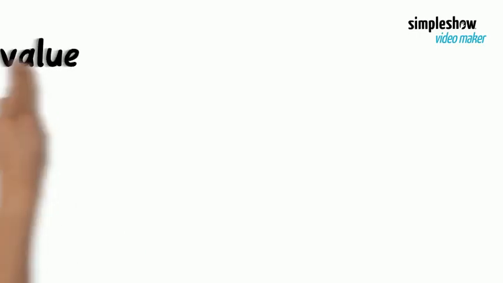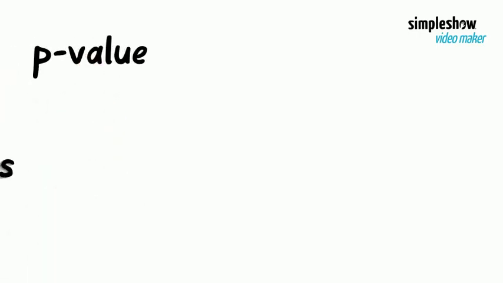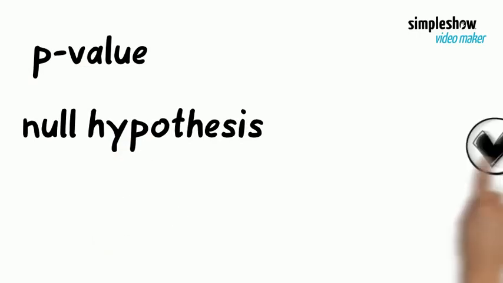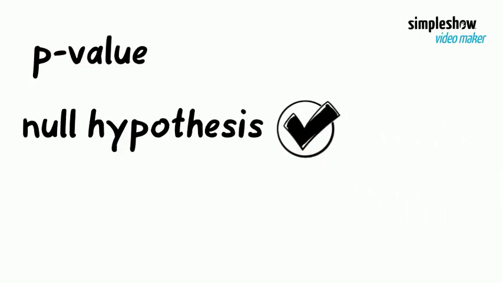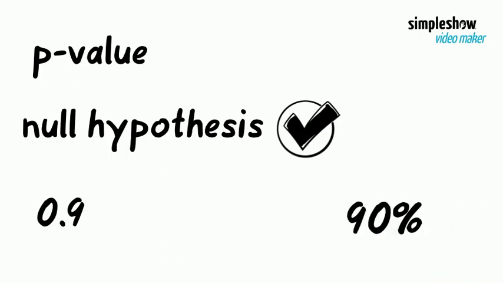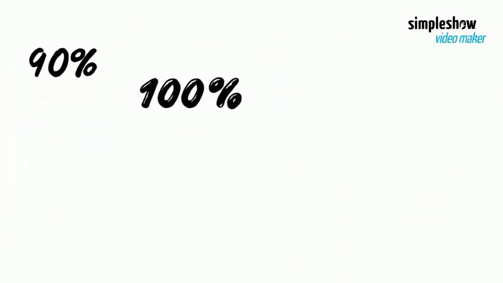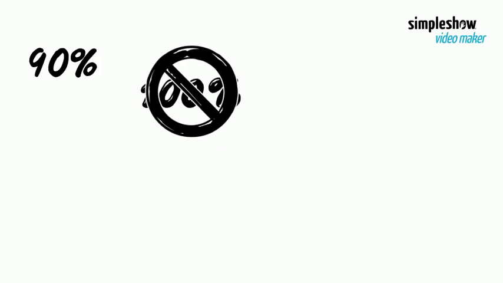In simple terms, p-value is the likelihood that the null hypothesis is correct. So a p-value of 0.9 means that there is a 90% chance that the null hypothesis is correct. 90%? But that's not 100%. I hear you say, what about the other 10% chance?